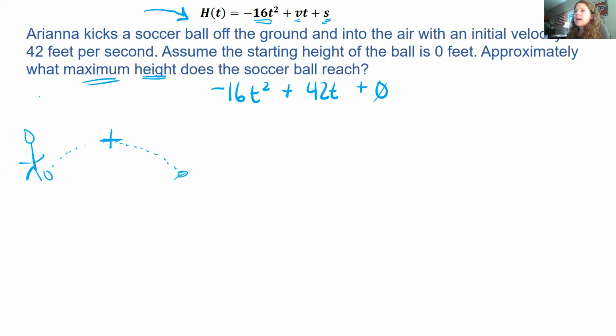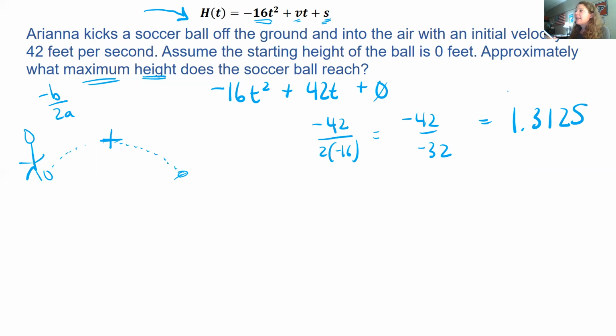So we're going to use our vertex formula of negative b over 2a. So the opposite of 42 is negative 42 over 2 times negative 16. So we have negative 42, and then 2 times negative 16 is negative 32. Right? So we have 42 divided by 32, which is 1.3125. Now that is when the ball will meet the maximum height.